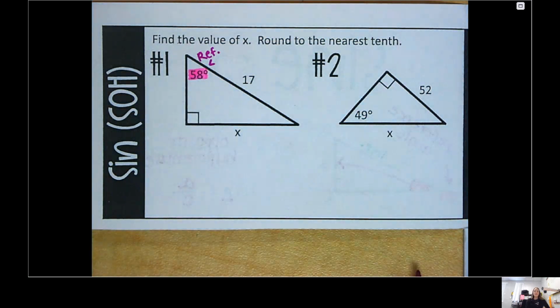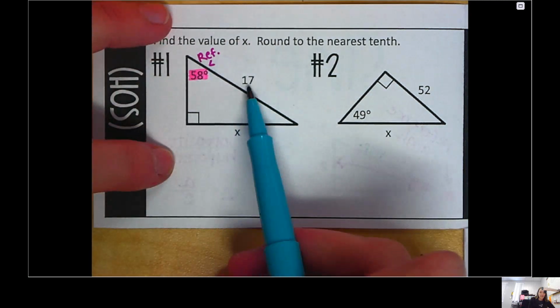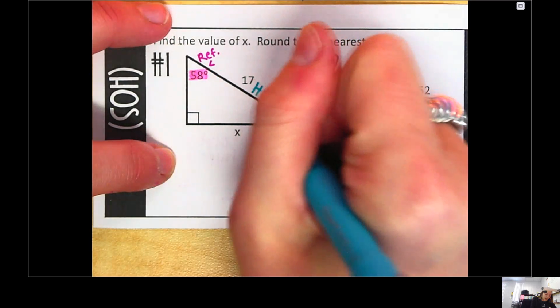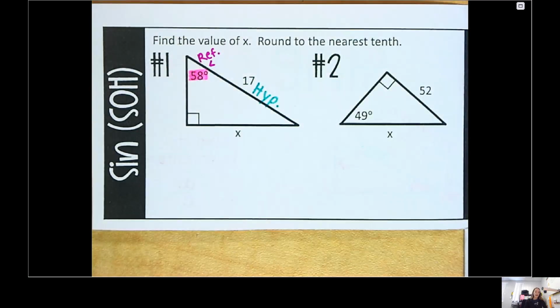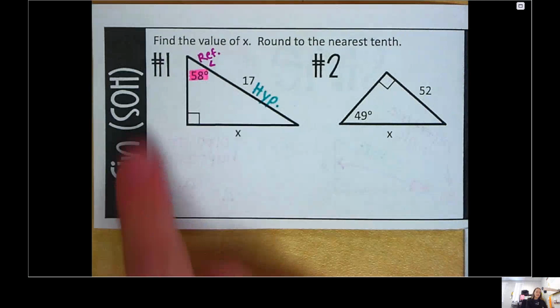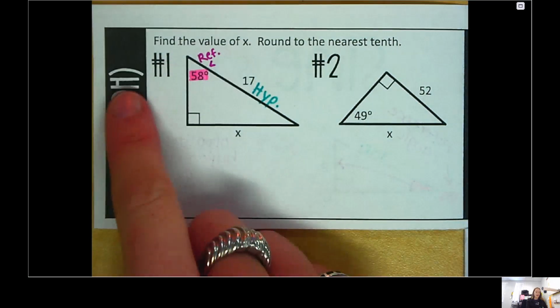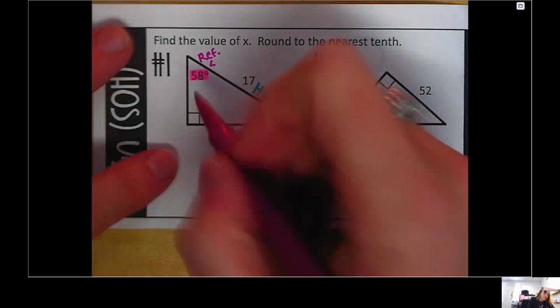Before I do anything, I'm going to label the side that is the hypotenuse. That is the longest side. The hypotenuse is the side across from the 90, so it's right here. It's the 17. This is my hypotenuse. And the sine, again, is I have to take the side that is opposite of the reference angle and divide it by the hypotenuse. So here's my reference angle.